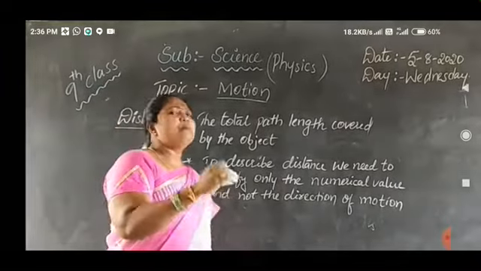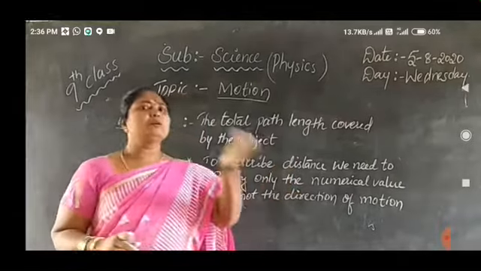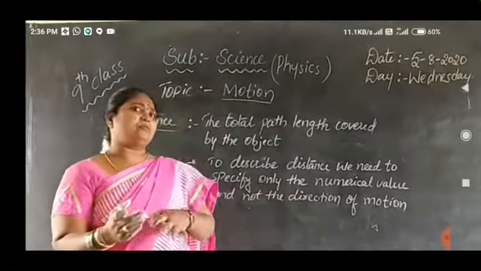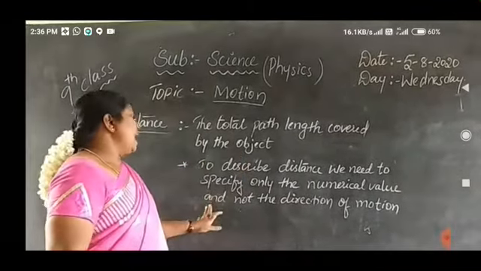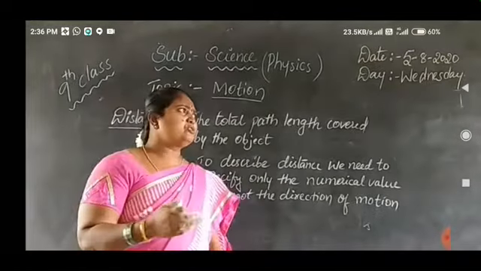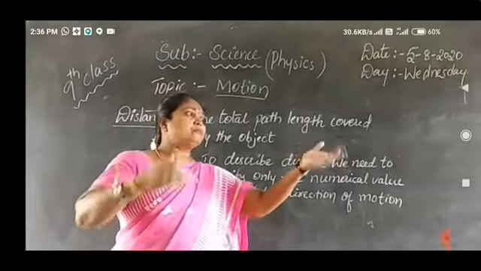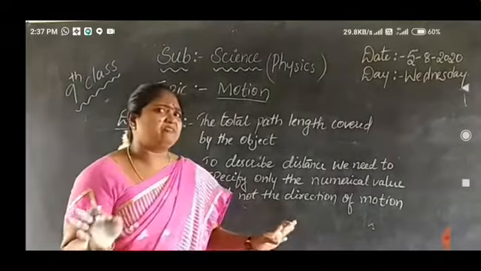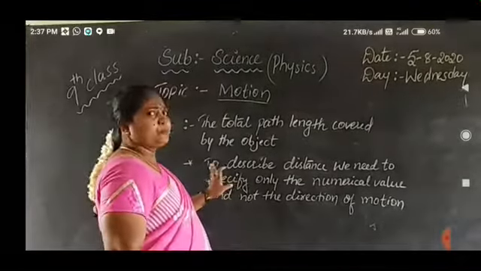That means how many kilometers from here to there, or from a school to a railway station, or from one place to another place. We are going to tell only a particular numerical value, and not the direction of motion. If you want to go to your village, which direction, from the north side or the southern side, there is no need to specify that. How many kilometers we are going to travel, that is okay.